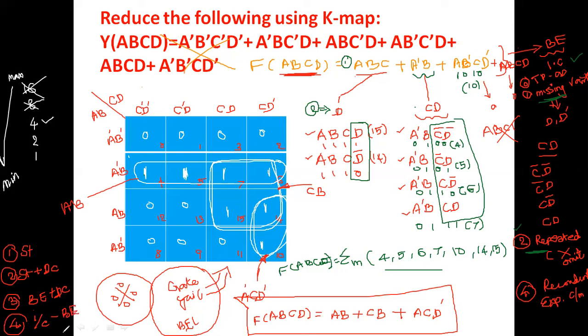What you have to do is write the completed equation. Then from that I have to identify the canonical form or term. Okay, that's all. So with this, all four methods of Karnaugh method of reduction are over.